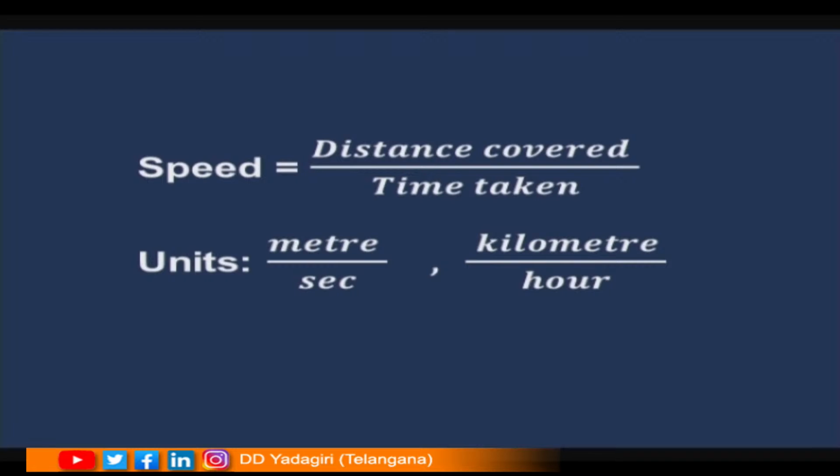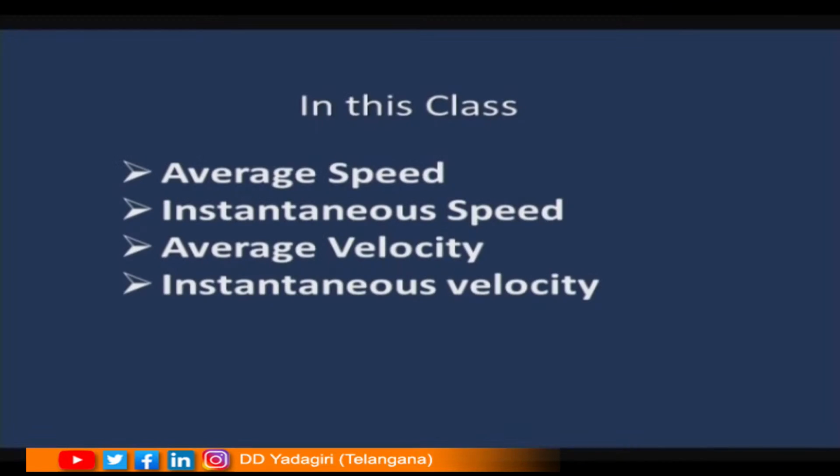Speed is given by the formula distance covered by time taken. The units of speed are meter per second and kilometer per hour. Let us discuss speed a little more in detail. In this class we are going to discuss average speed, instantaneous speed, average velocity and instantaneous velocity.